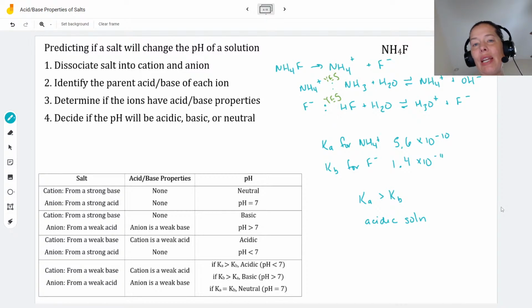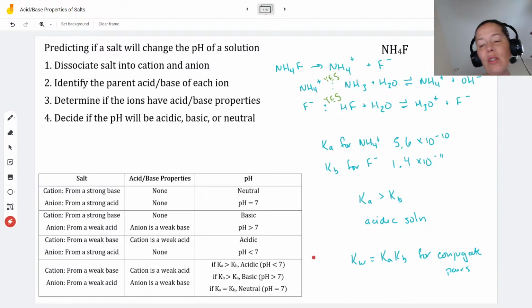Now, one tip I want to give for getting these Kas and these Kbs. Of course, Google is great, so you can look these up on Google. But also, if you go back to determining the parent acid or the parent base, finding a Ka or a Kb for ammonia is very easy. And once you know the Kb for ammonia, because you're looking for the Ka for its conjugate, remember that with a conjugate pair, now this only works for conjugate pairs, Kw is equal to Ka times Kb for conjugate pairs. So obviously our Ka for our ammonium cation and our Kb for our fluoride anion are not related by this equation because they are not conjugate pairs. But what this equation allows us to do is to take a known Kb here and calculate a Ka.